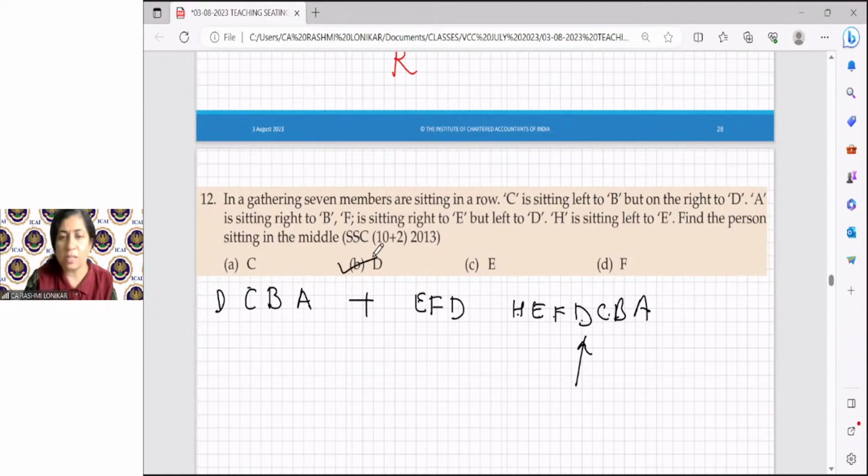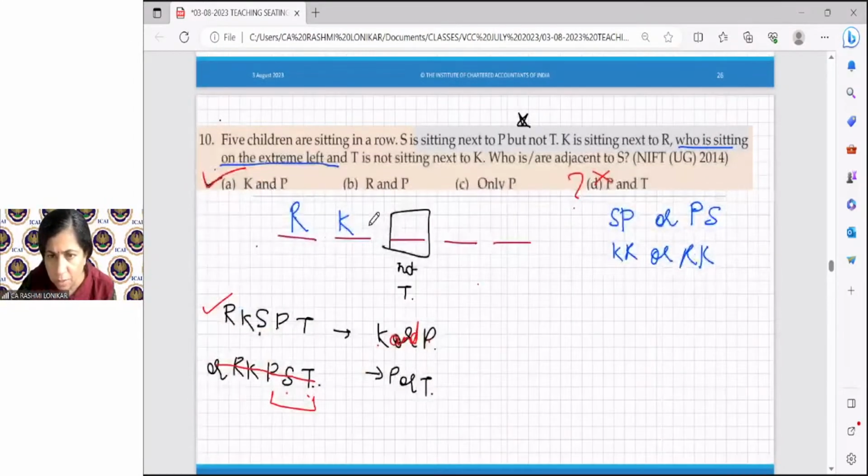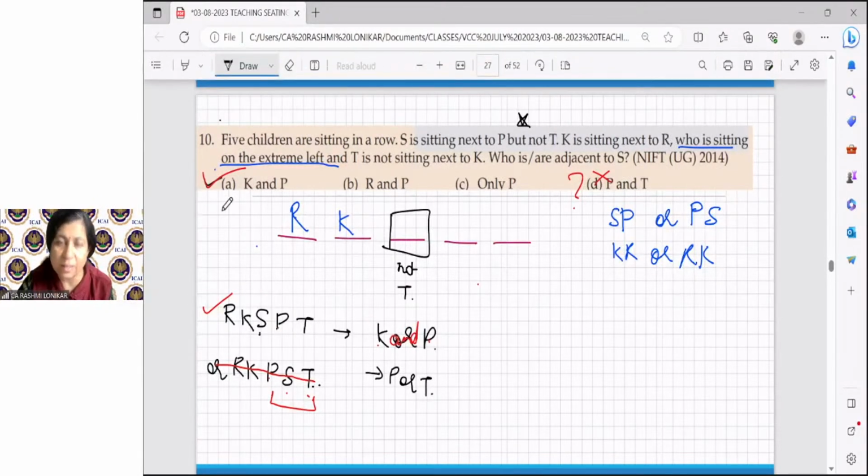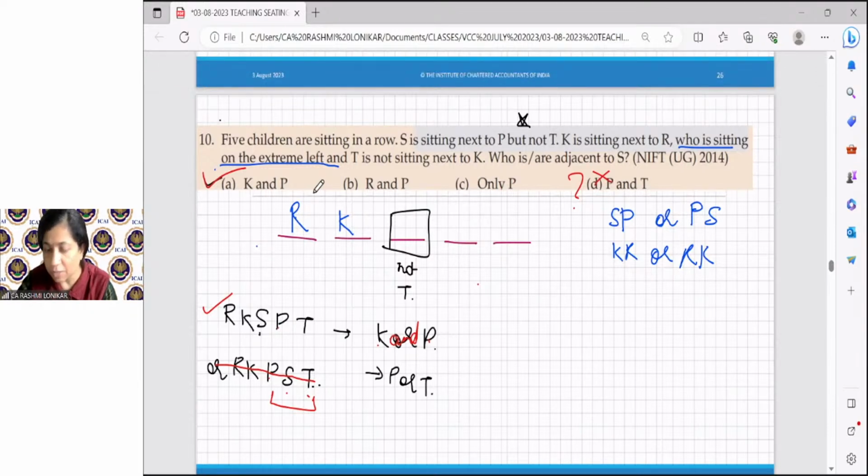Okay, yes. Up till now, 3, 4 sums. Have you understood? Yes, Kaushiki, very true. For the 10th sum, I think D is given as the answer. Yes, I forgot to tell you that. But this is not the case. Why? Because S is sitting next to P but not T. That is why this answer is not correct and A is the correct answer. Please remember for question number 10, A will be the correct answer.